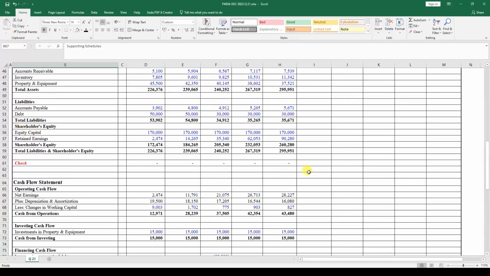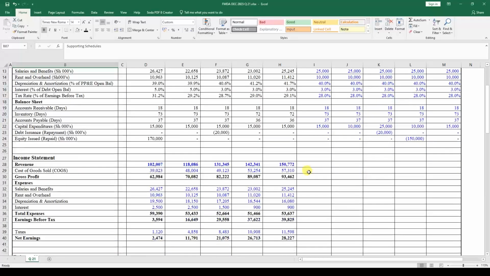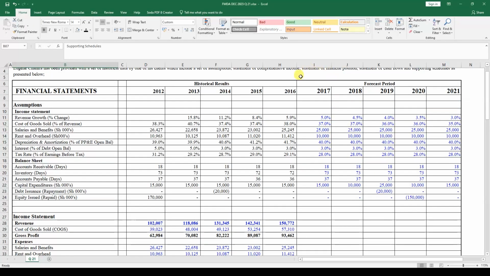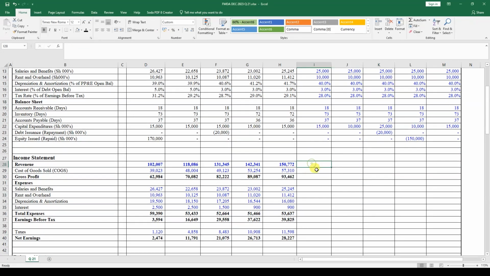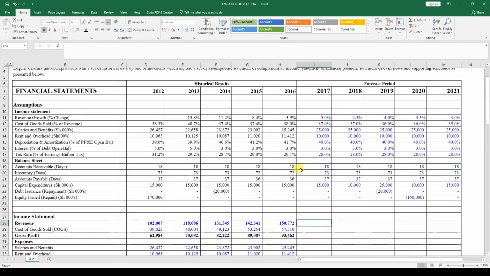So we go back up and start filling out the income statement based on this forecast period right over here. The forecast period is from 2017, and we are going to start with the income statement. To model revenue, we have been given the revenue growth rate over here. And so we are saying that we are going to assume that the revenue is going to grow at 5% initially, 4.5%, 4%, 3.5% and 3% in 2021.